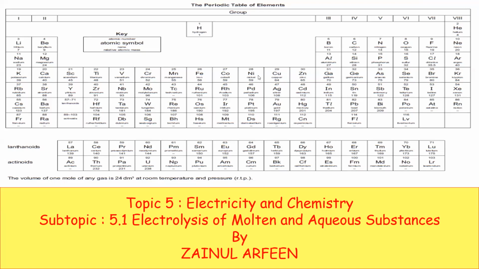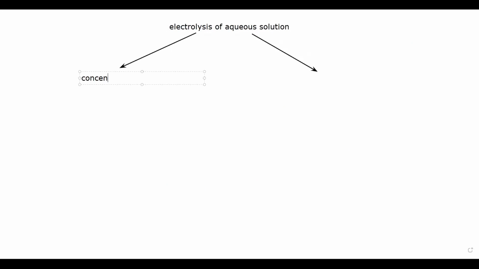So in this session, we'll discuss the electrolysis of aqueous dilute solutions. Dilute solution means they contain more water. So when we are doing electrolysis of aqueous solution, the aqueous solutions are divided into two categories. One is called concentrated. Another one is known as dilute.